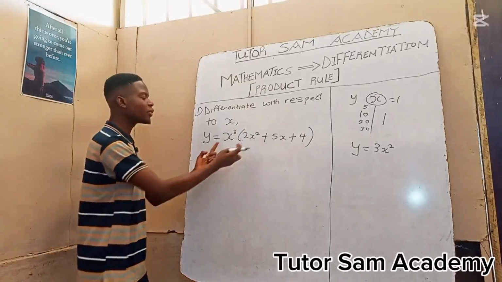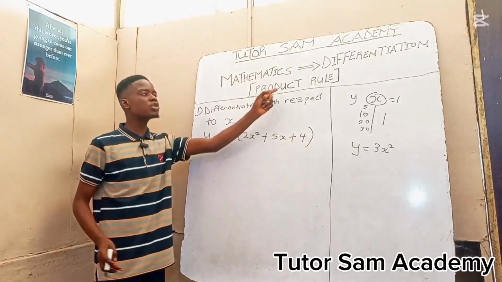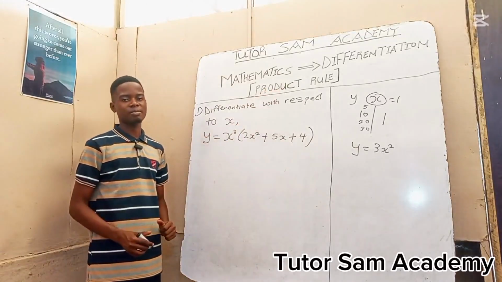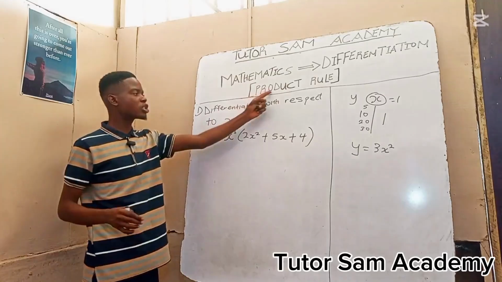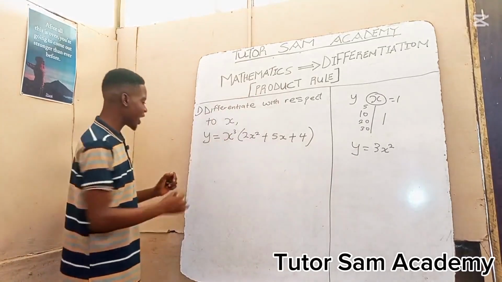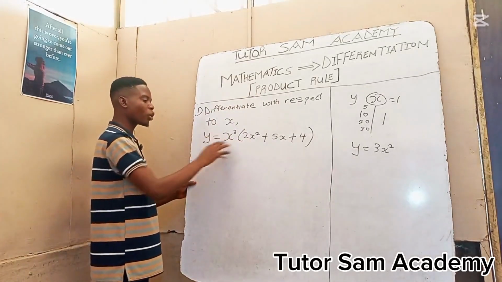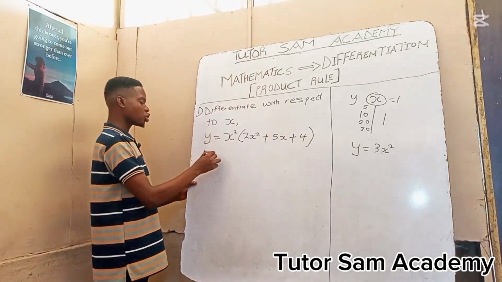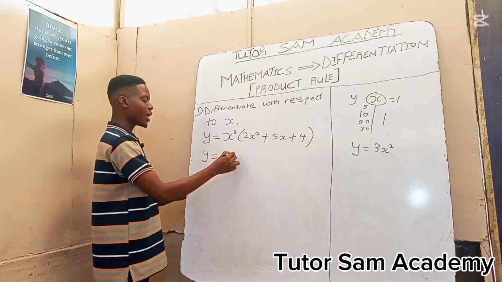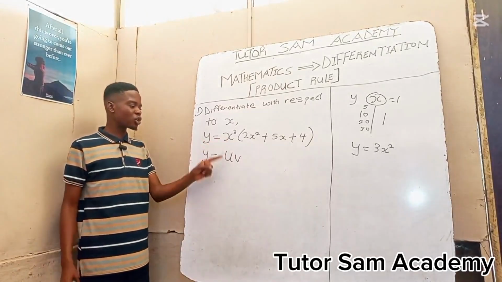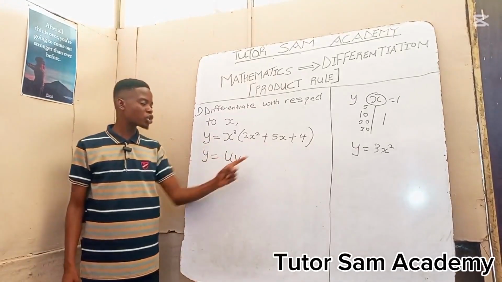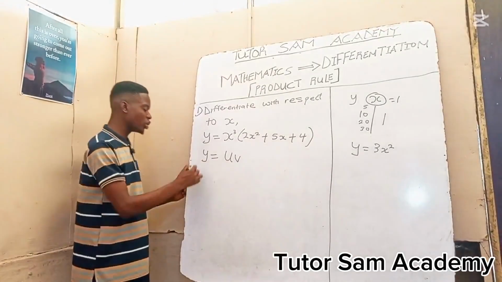But because these functions are joined together, you must use this rule to differentiate it. Are we together? So what does this rule state? This rule states that whenever you are differentiating two products, y should always be u and v. Take those two products to be u and v. Take the first function to be u, take the second function to be v.